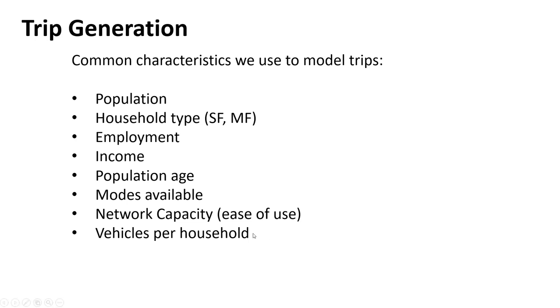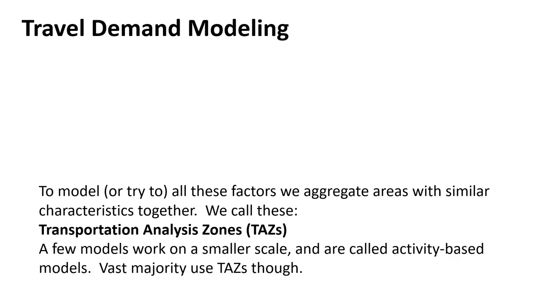And finally, vehicles per household. Really, population, employment, income, and vehicles per household are probably the most common characteristics we use. They have the highest weighting factor in making a difference to the number of trips.